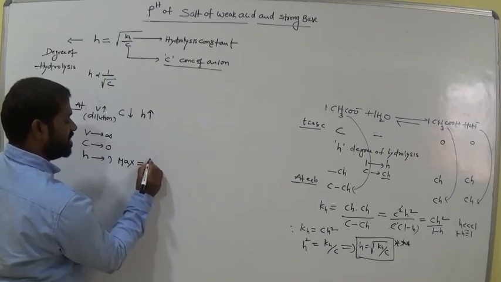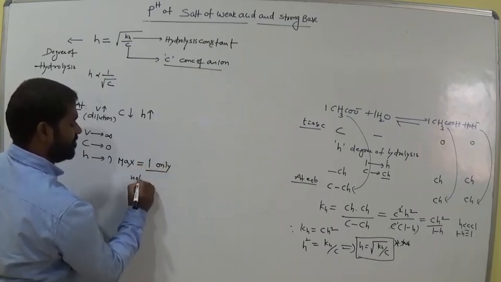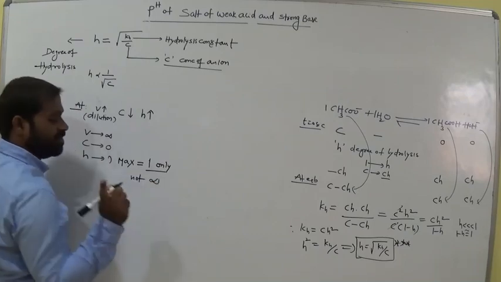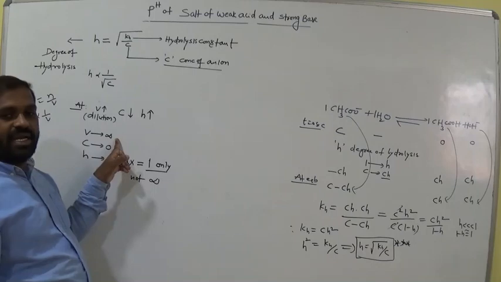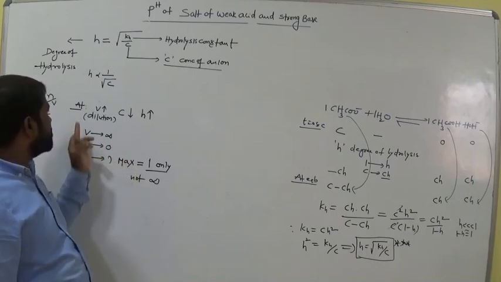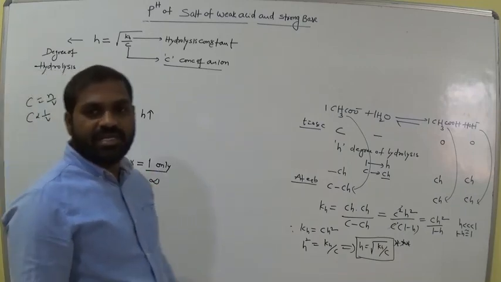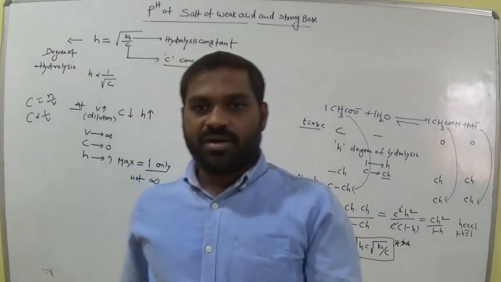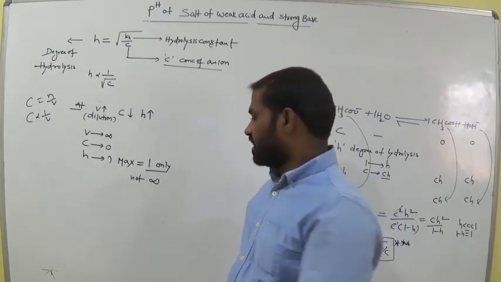That value is 1 only. The maximum is 1 only, not infinity. Remember this point. Okay. So when volume is at infinity, C becomes completely 0. Then the h maximum is 1 only, not infinity. Remember this. If the options are given as infinity, 1, 0 and like that, the answer is 1.